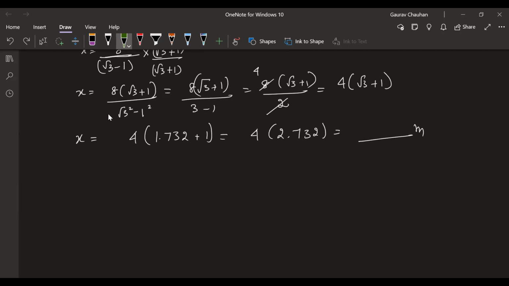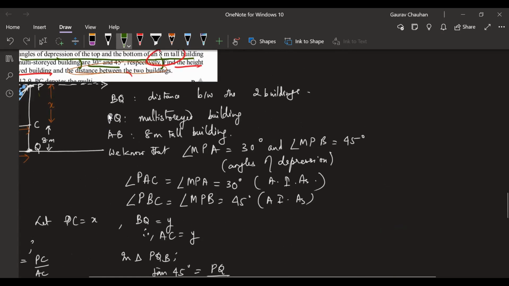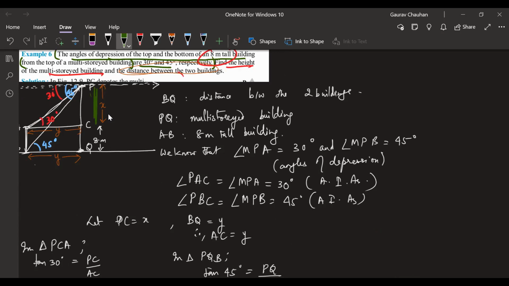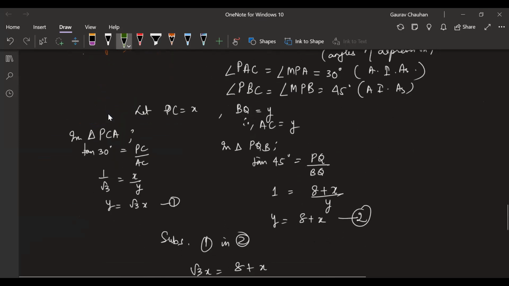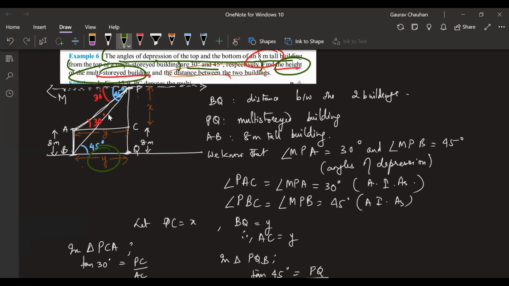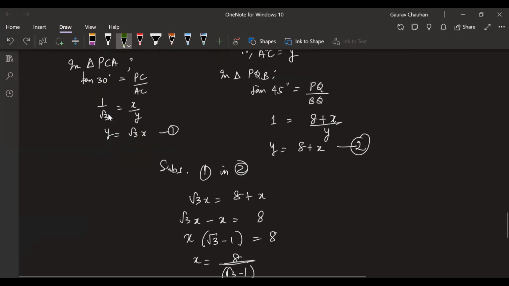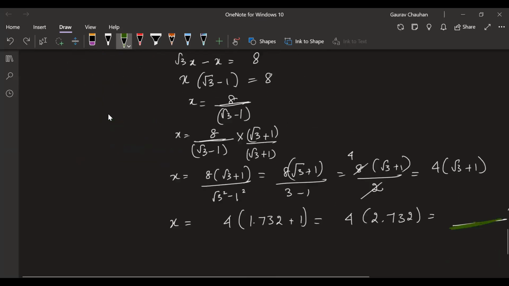So this is what comes, and you multiply this, you get x. You get x means you get this. You have to add this with 8. Whatever you get, you add that with 8. You get the height of the multi-storied building. Distance between the two buildings is simple. That's basically y. To find y, you already have x.